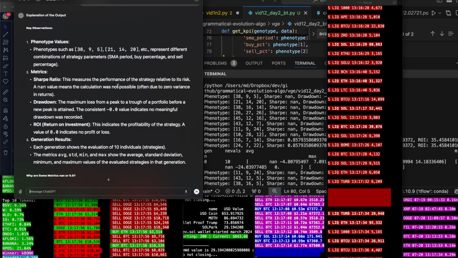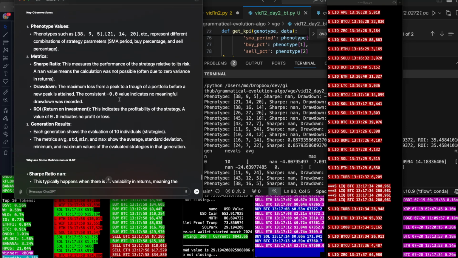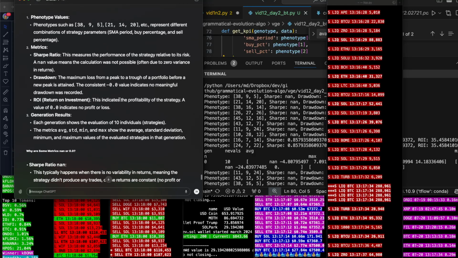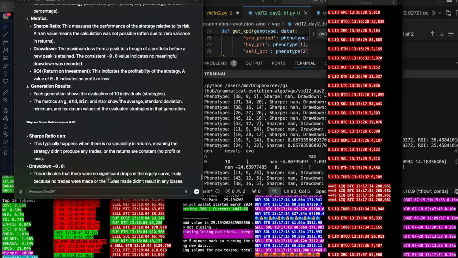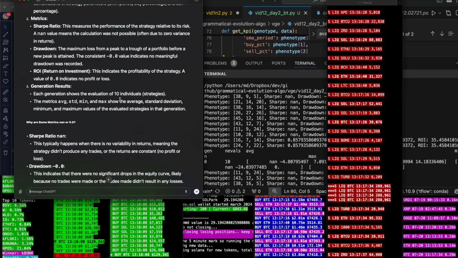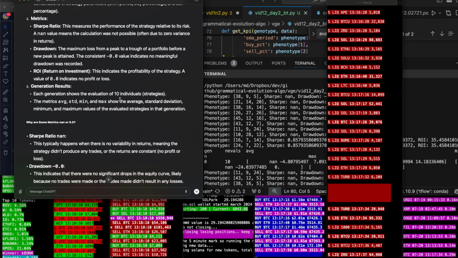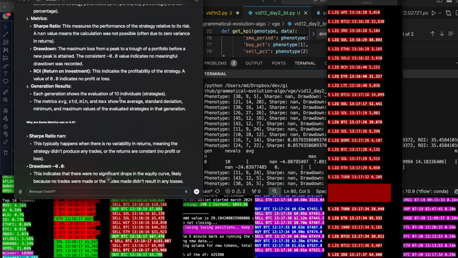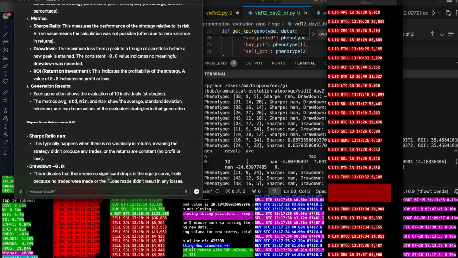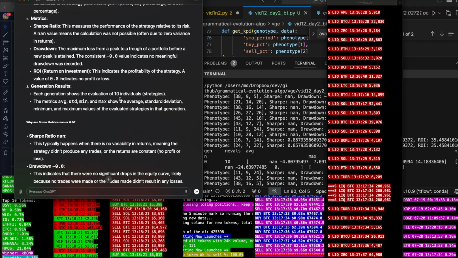The Sharpe ratio measures the performance of the strategy relative to its risk. A NaN value means the calculation was not possible, often due to zero variance in net returns. Drawdown is the maximum loss from a peak to trough of a portfolio before a new peak is attained. The consistent negative zero value indicates no meaningful drawdown was recorded. ROI is return on investment. This indicates the profitability of the strategy. A value of 0.0 indicates no profit or loss.